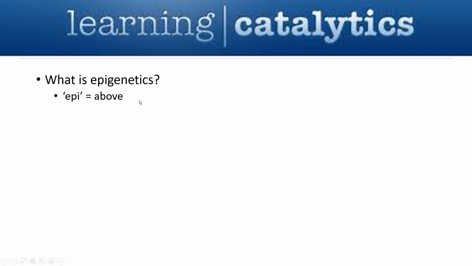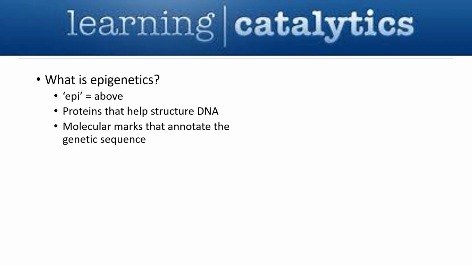So the genetic code contains a lot of information, but there's a lot of proteins and molecules that help us read the code and implement it. And so the discipline of epigenetics mostly refers to proteins that help structure DNA and molecular marks that actually change the nucleotides and make chemical changes to the nucleotides that help annotate the genetic sequence. And so in general, this is what the discipline of epigenetics is looking at.